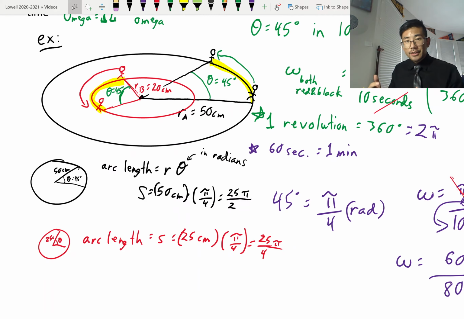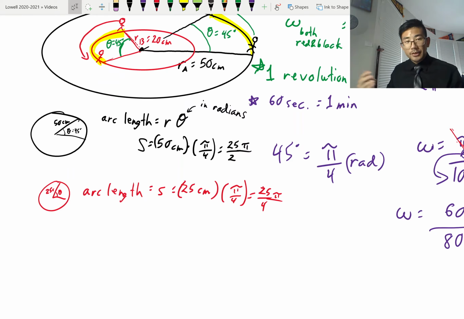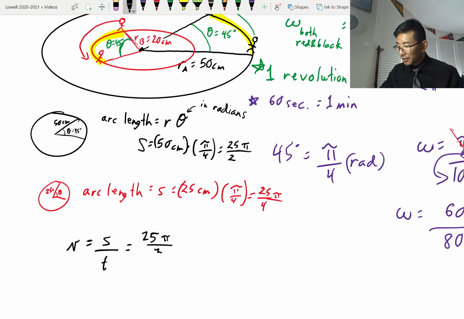And now, I just need to take that length, or that distance, and then divide by the amount of time. And so I'm going to use a fancy V for linear velocity. V, that's how I write it. It's kind of my cursive V, essentially. For the black circle, it'd be S divided by time. So in this case, it's just 25 pi over 2 divided by 10 seconds.